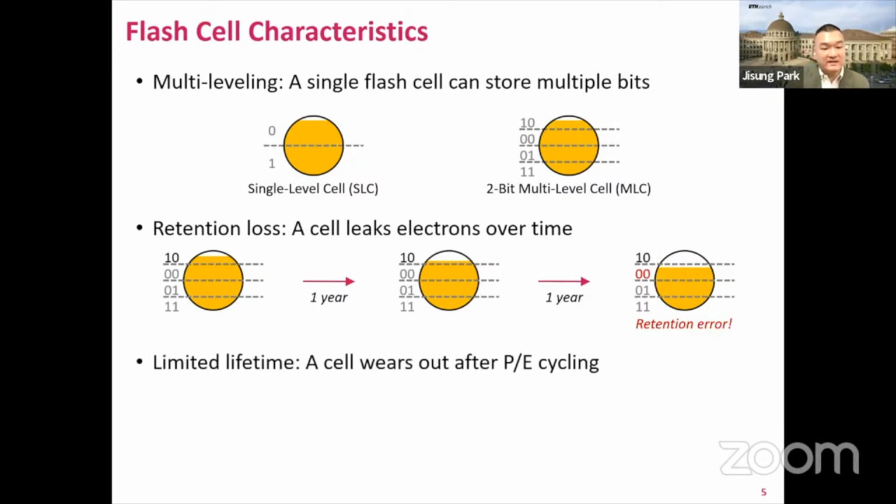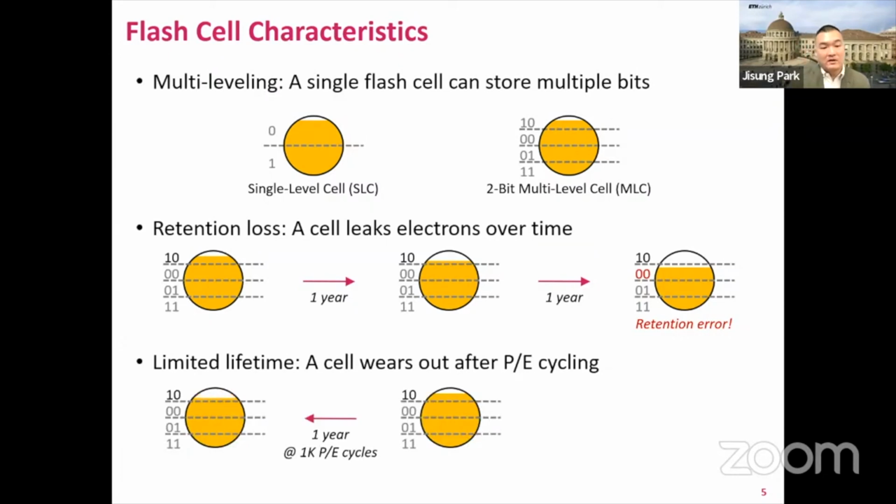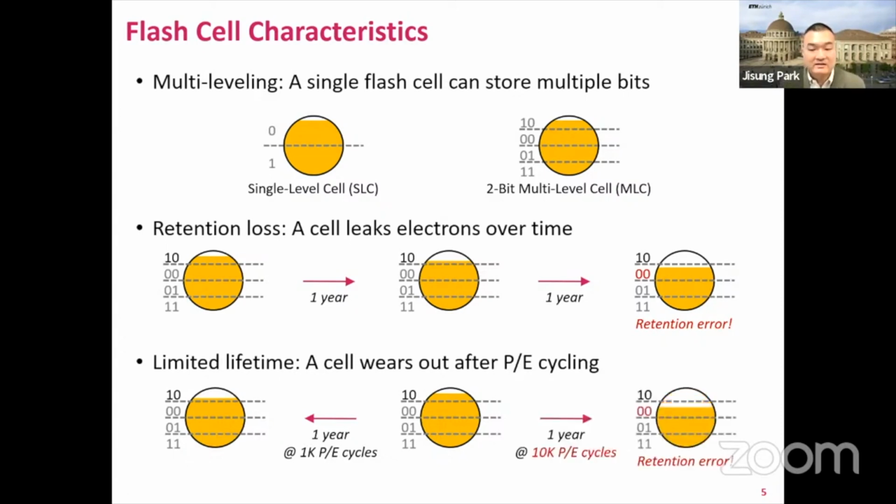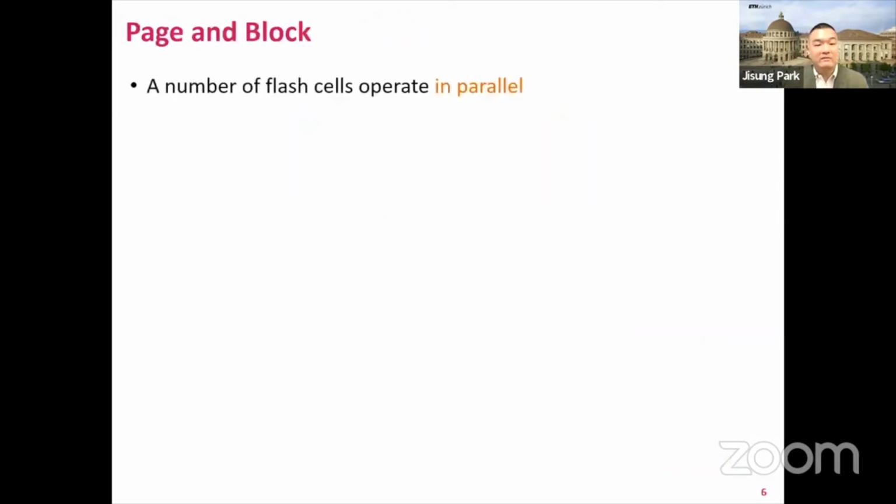Finally, a flash cell has a limited lifetime, meaning that it cannot reliably store the data after experiencing a certain number of program and erase cycles, or PE cycles in short. For example, at 1K PE cycles, a 1 year retention would unlikely introduce a bit error, but at 10K PE cycles, the same amount of retention time would very likely cause a bit error. Okay, now let me recap the NAND flash organization.